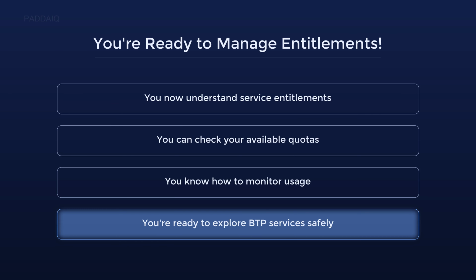You are ready to explore BTP services safely. This means you can now assign and control access to different SAP BTP capabilities without risking system misuse. For example, you could grant your development team trial access to SAP HANA while restricting production access. This foundational skill lets you confidently manage your BTP environment as you grow.